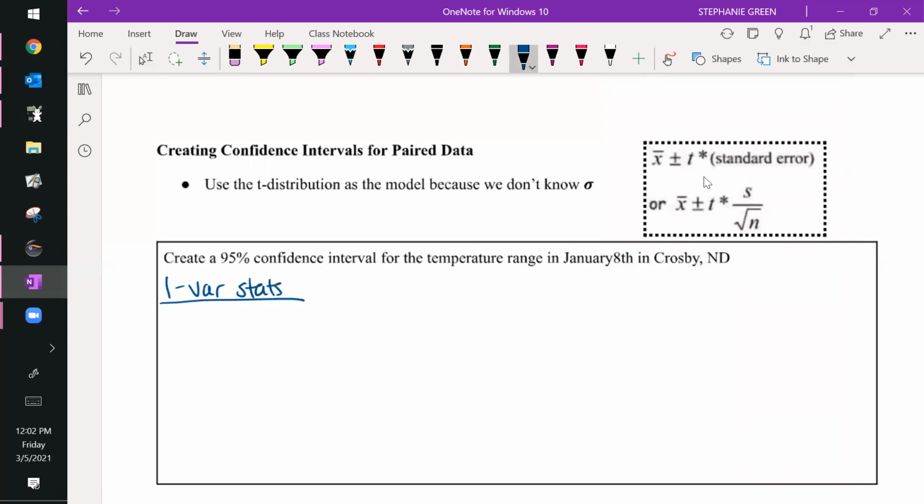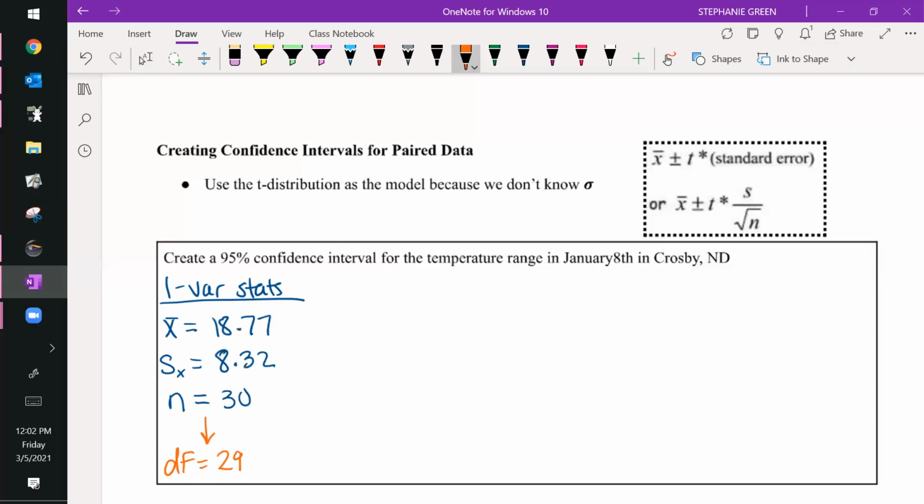Gives me everything that I need. X bar is 18.77. S sub X, our standard deviation of our sample, is 8.32. N is 30, which also means that our degrees of freedom is 30 minus 1, or 29.